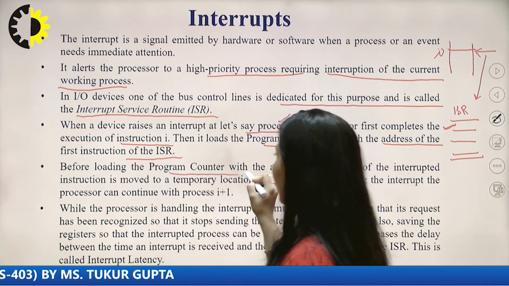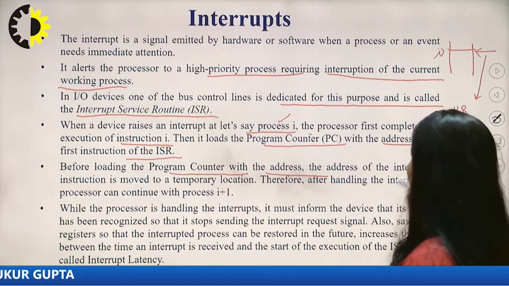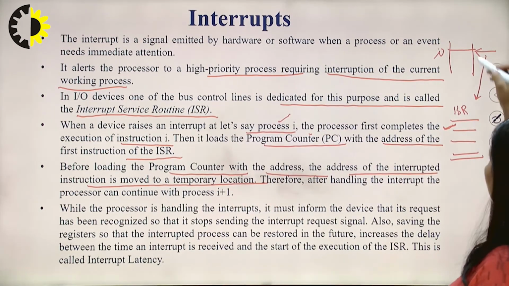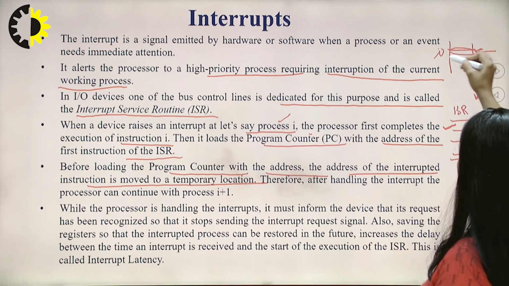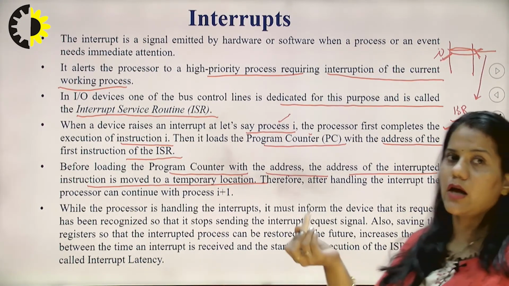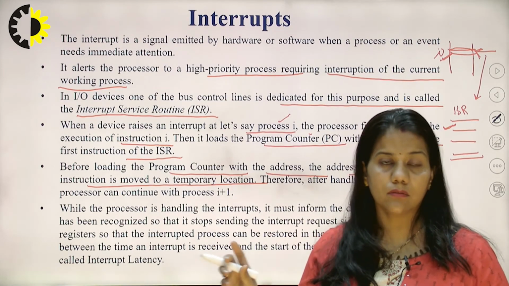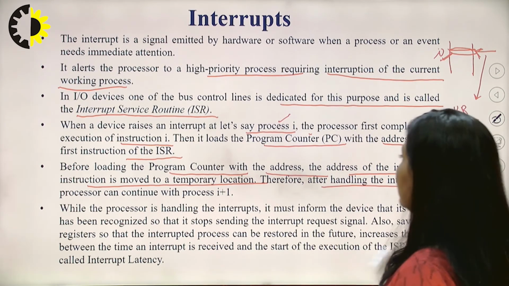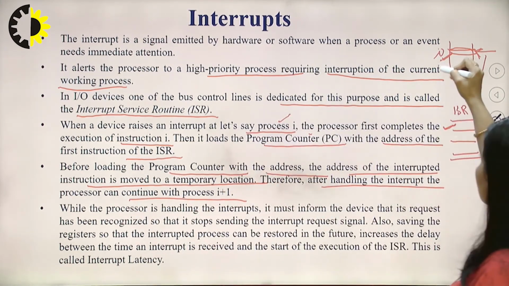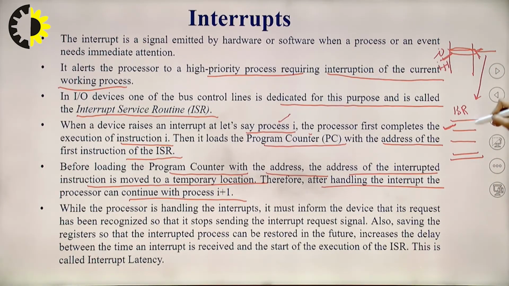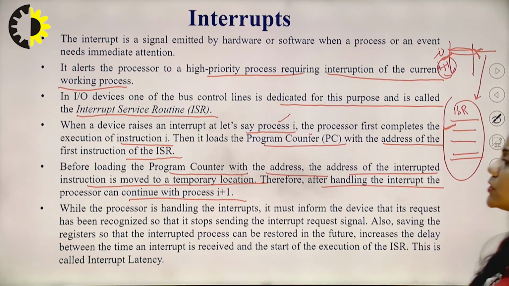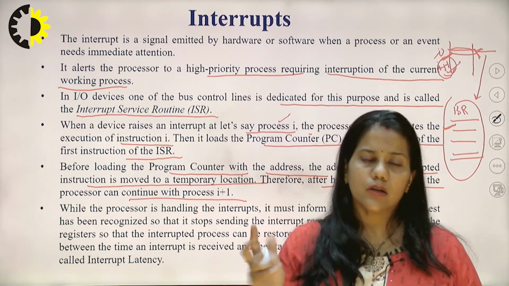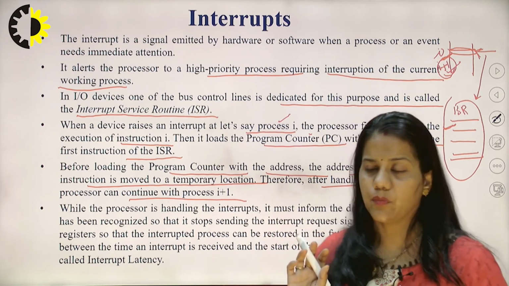Before the program counter is loaded with the first address of the ISR, the address of the interrupted instruction is moved to a temporary location. When the interrupt occurs here, we are at this address. The next address, which has to be executed after the ISR completes, has to be saved somewhere at a temporary location. Basically, it is stored in the stack. Therefore, after handling the interrupt, the processor can continue with the process I plus 1. After the completion of the ISR, the work has to be resumed from this location, so this address needs to be stored at some temporary location. Generally, this temporary location is the stack in most processors and controllers.